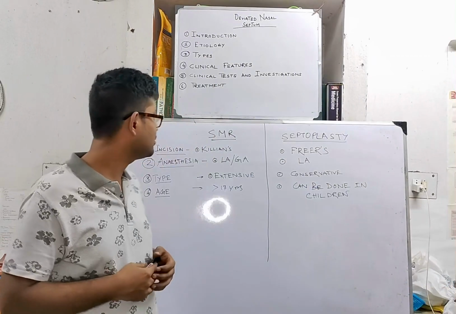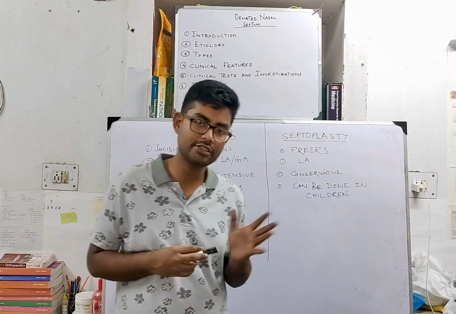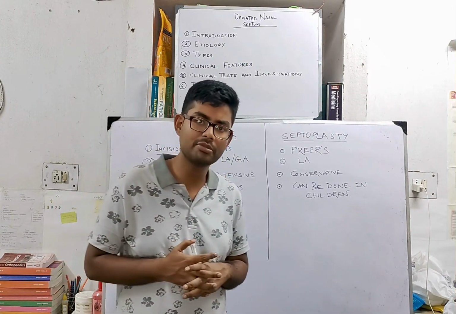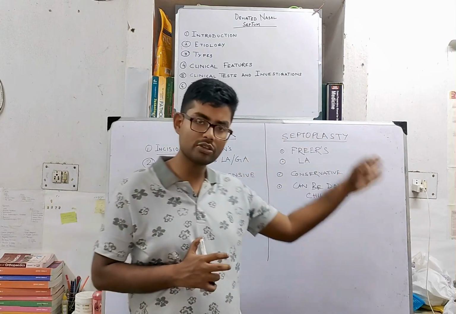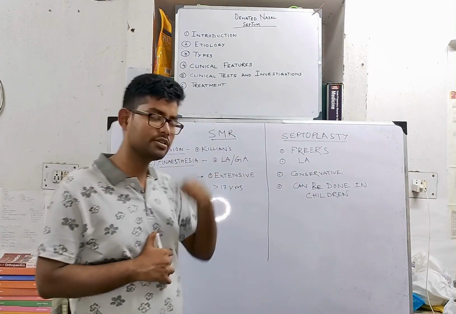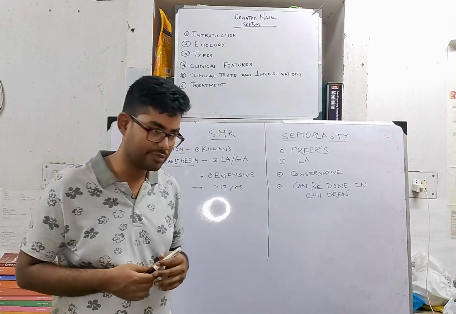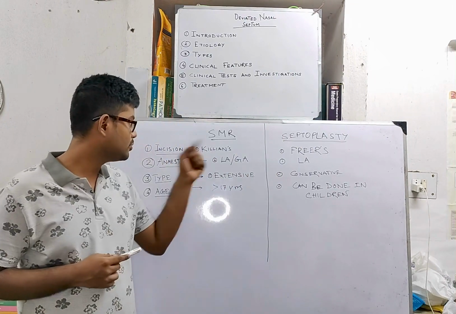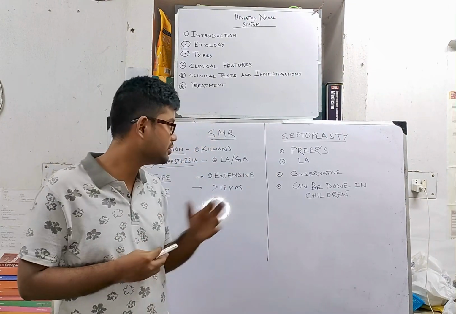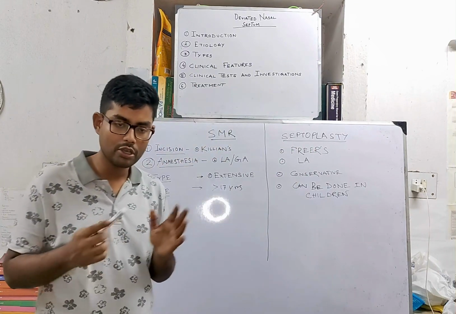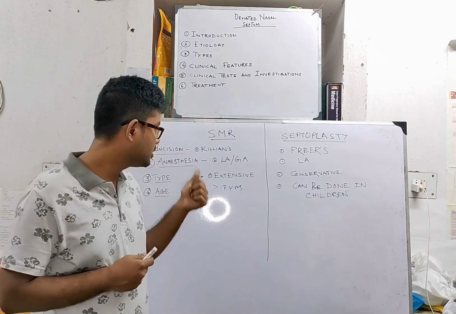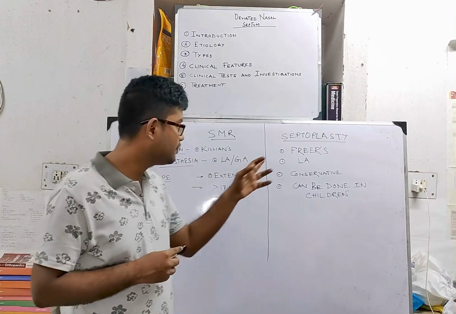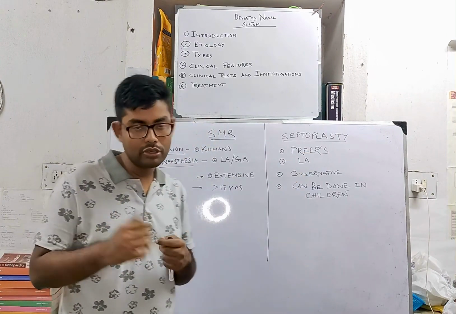So coming to the difference between a submucosal resection surgery and a septoplasty. Before going into the differences, the first thing that you must remember is the septoplasty is a more conservative surgery and the SMR is a more extensive surgery. So initially the difference in the incisions. In submucosal resection we give a Killian's incision, and in septoplasty we give a Freer's incision. What are the differences between the two? The Killian's incision is slightly cephalic to the caudal end of the septum, and the Freer's incision is caudal to the caudal end of the septum.